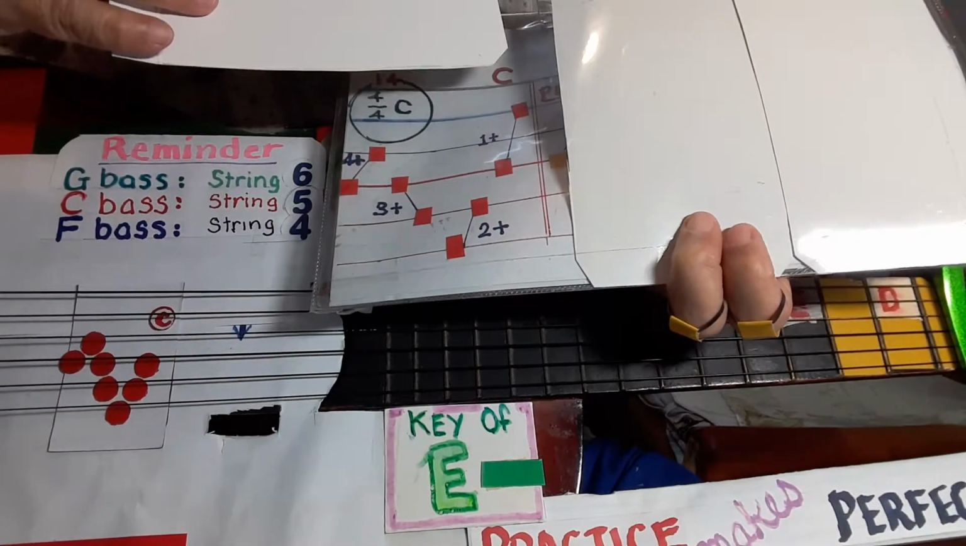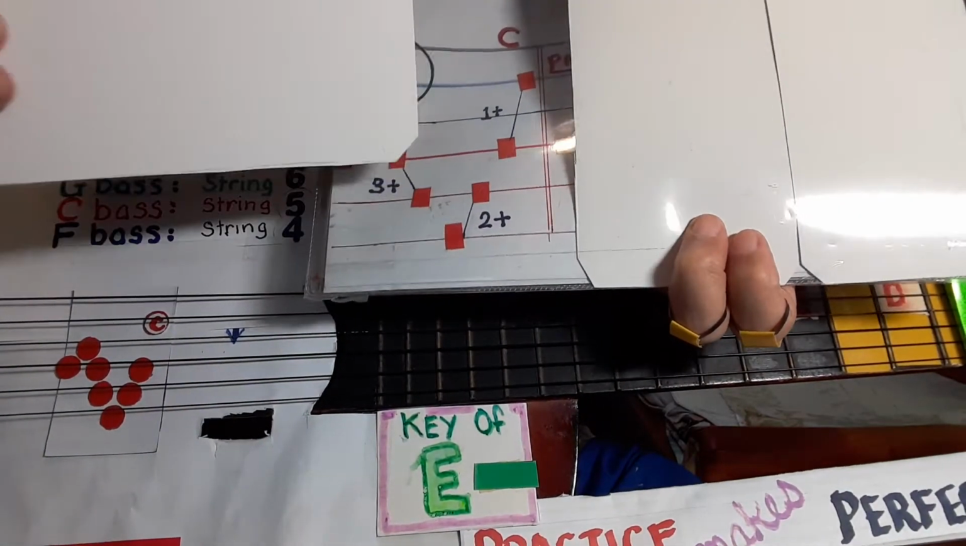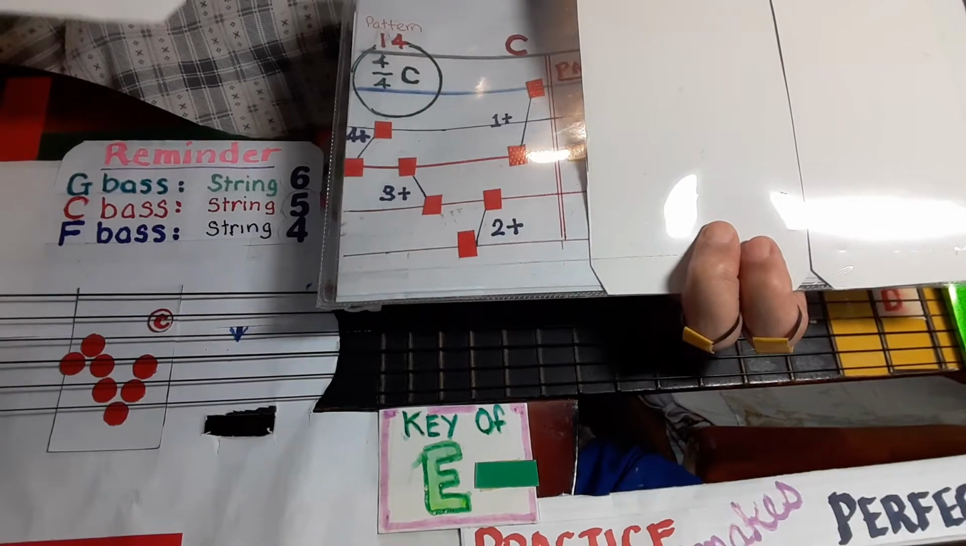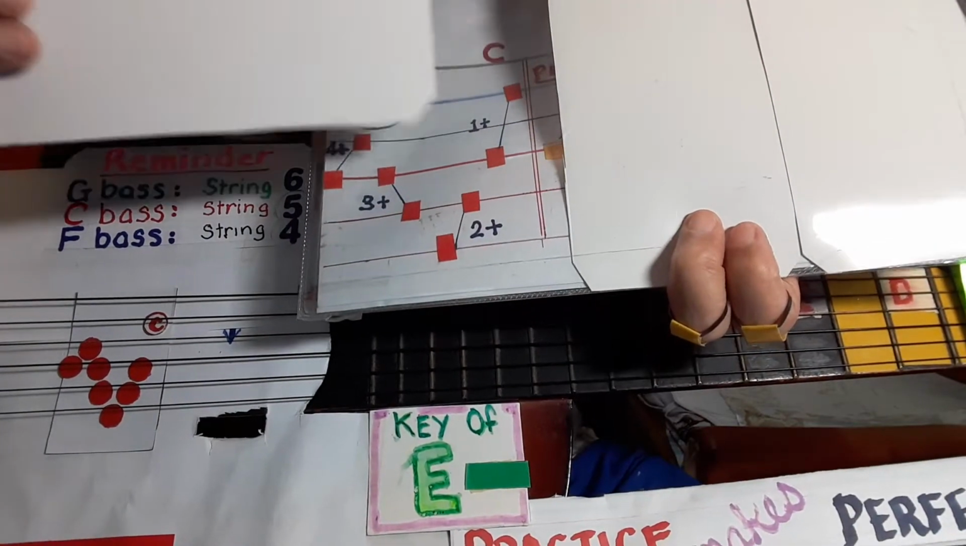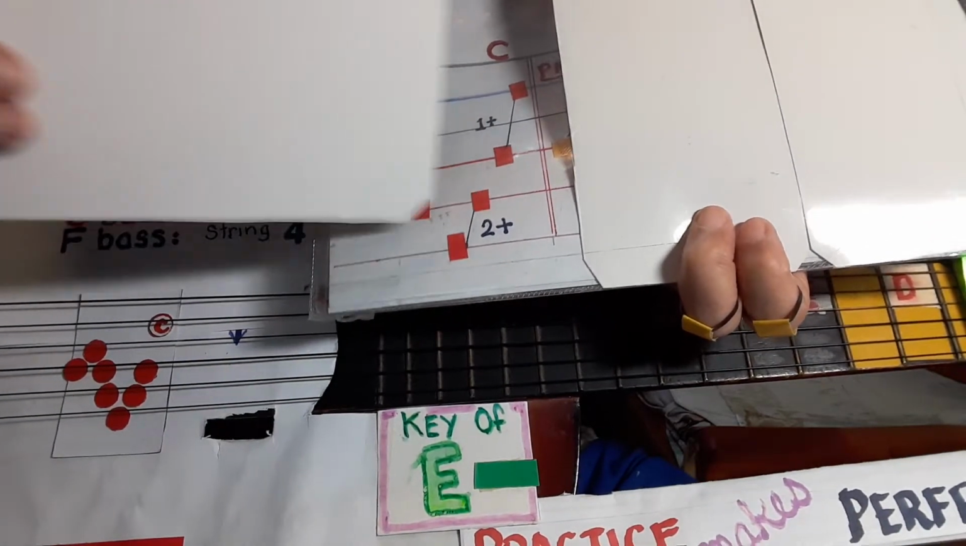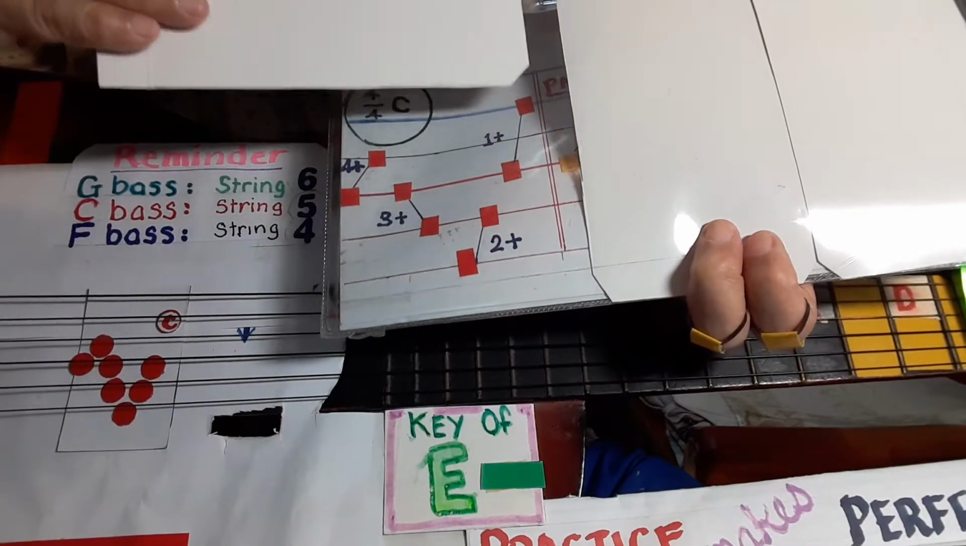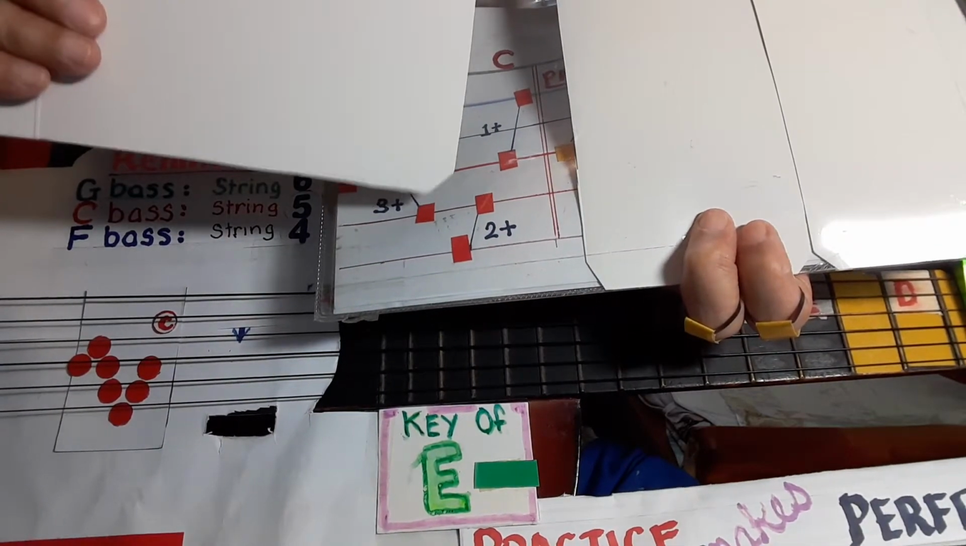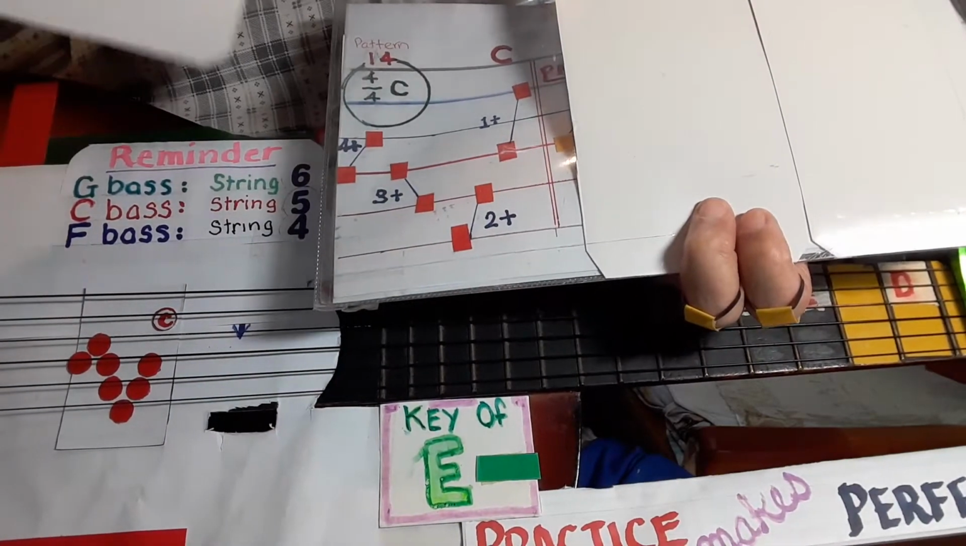Similar, see? 1 and 2 and 3 and 4 and, right? It's similar, but this is in square shape. This one is round. 1 and 2 and 3 and 4 and. So that's the C chord pattern.